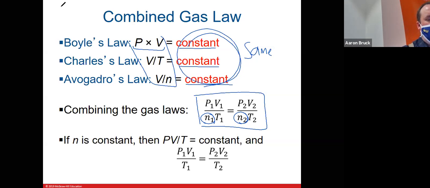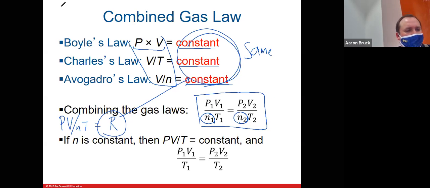This version of the combined gas law sometimes gets rearranged. PV over NT is equal to R, with R representing that constant that they all are together equaling. This is referred to as the ideal gas law.